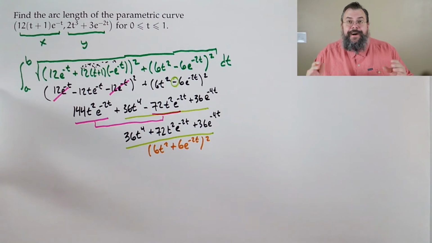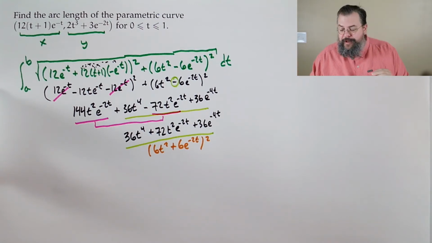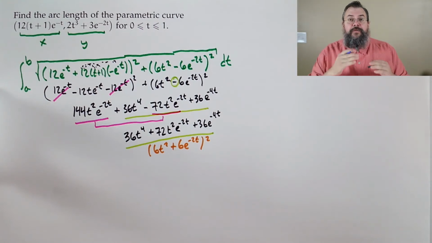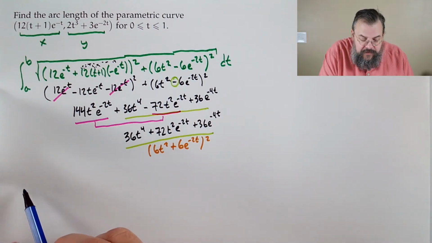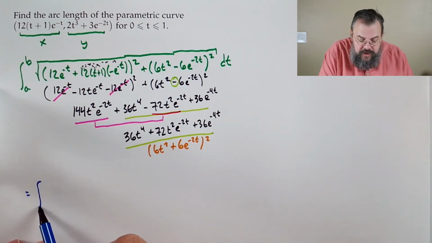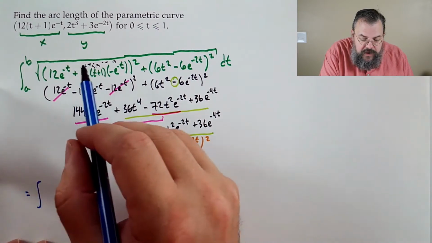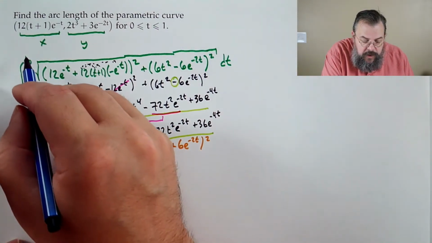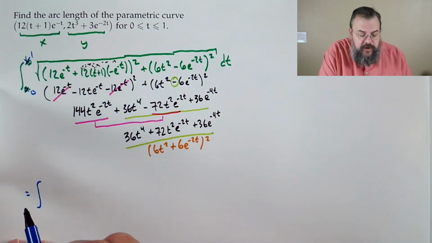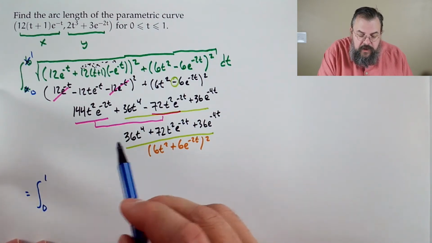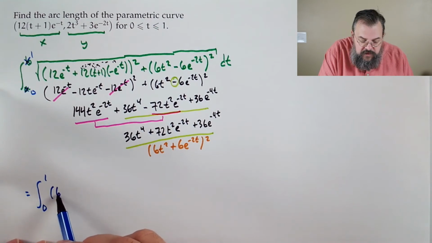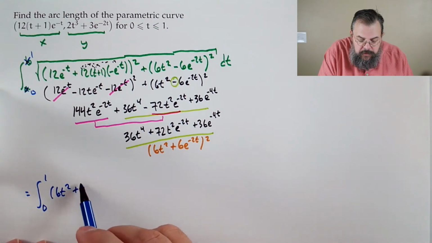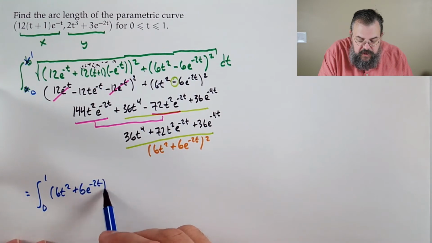And now we're exactly in the place we want to be, because we're ready to take our square root. Because we have a square root of a square. So, we have that our length becomes the integral. And I marked a and b. I should have said 0 and 1, of course, because those are our bounds. So 0 to 1, the square root here, that squared, of 6t squared plus 6e to the minus 2t dt.